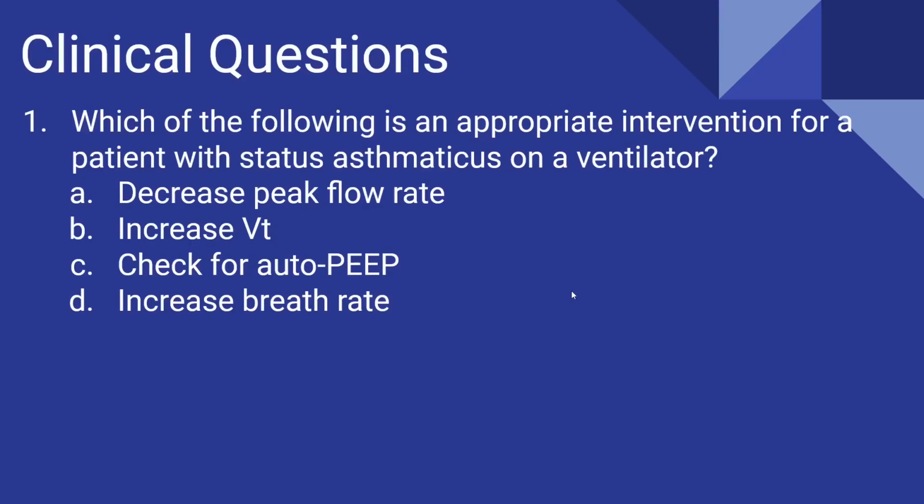So our first question, which of the following is an appropriate intervention for a patient with status asthmaticus on a ventilator? What's the most appropriate intervention? Would you decrease the peak flow rate? Would you potentially increase the tidal volume? Would you check for auto PEEP? Or would you increase the breath rate? Remember, this is a status asthmaticus patient. What's the most appropriate thing?